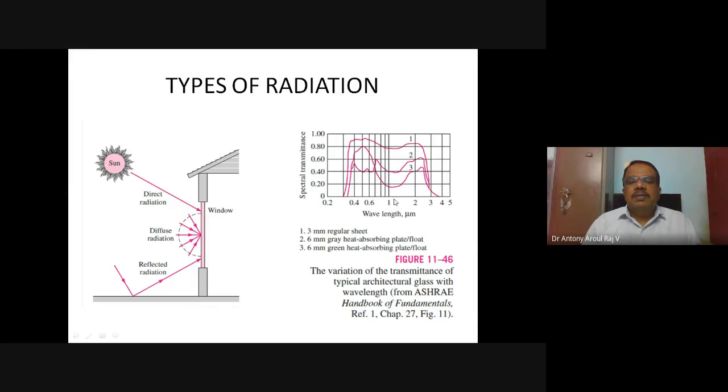When I go for 6 mm green heat absorbing plate, which is a green tinted heat absorbing plate, I find that the transmissivity is reduced. Transmissivity is higher in the lower wavelength range, and at higher wavelengths the transmissivity is reduced. So I have to find the transmissivity by integrating through the wavelength, and only then can I find out what the transmissivity will be. That is what makes heat transfer through the glass special, so we need to know about that.